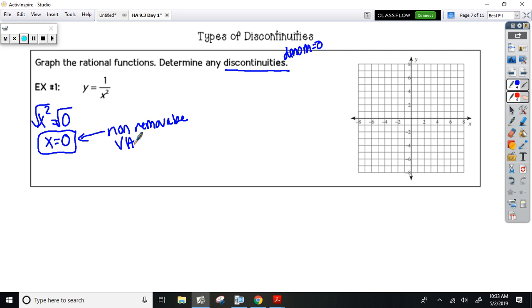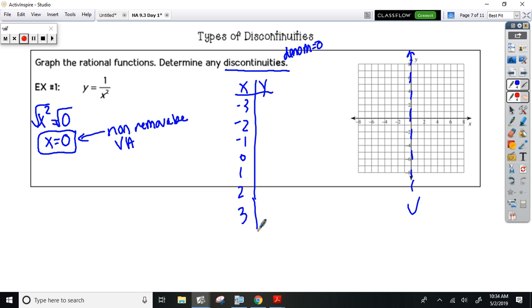So go to x equals 0 and draw in a vertical asymptote. Now this one, you can use your calculator, of course, to get your table, but this is really easy to plug in mentally too. If you plug in some numbers, just do some quick mental math.